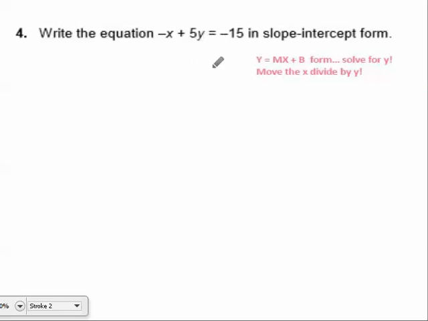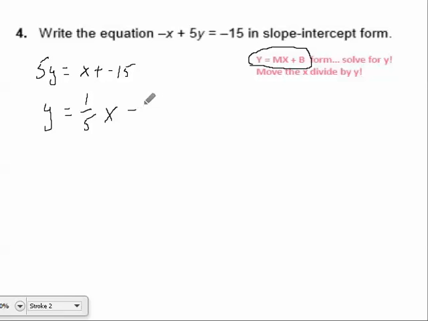Here's an equation. It says to write it in slope-intercept form. Well, this is the slope-intercept form right here. What we've got to do is solve it for y. So I'm going to add an x to both sides of that equation. I'm going to get 5y is equal to x plus negative 15. I'm going to divide by the 5, and I'm going to get y is equal to 1/5 x minus 3. And that is my slope-intercept form right there.